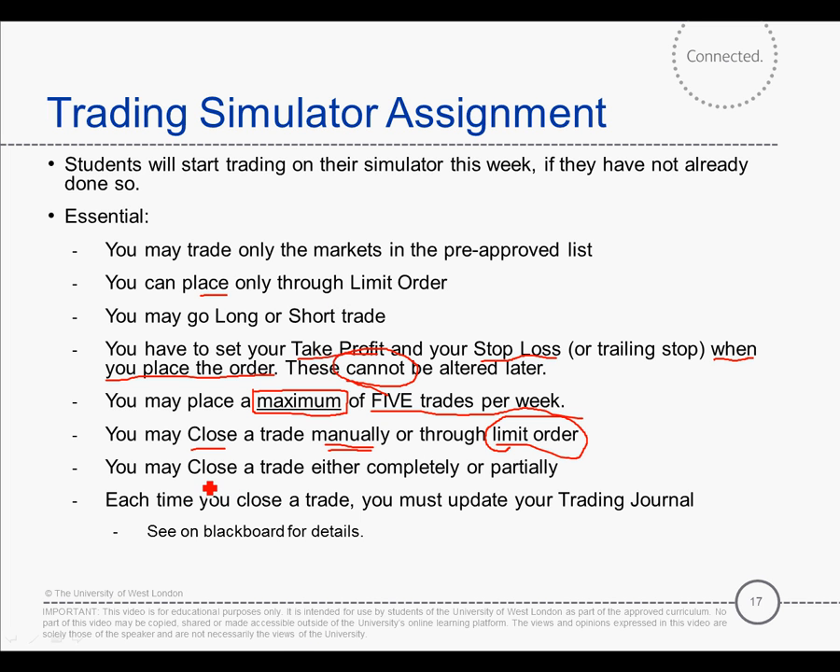You may close a trade either completely or partially. If you take a 1,000 unit position, you can manually close 500 units. That's a partial. Yes, you can manually close part of it, but you cannot alter the take profit or stop loss levels. So we can close the whole trade before reaching the target? Yes, you can manually close it, partially or completely, but you cannot alter the take profit or the stop loss levels.